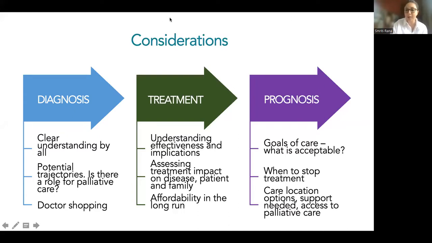And finally, prognosis, goals of care. What is acceptable to the patient? What is acceptable to the caregiver? What is the caregiver capable of doing for the patient? When to stop treatment? Very, very difficult conversation. One of the most difficult conversations to have. And finally, the location of care. What are the options? What is the kind of support that would be needed when the patient's disease is so advanced? And do they have access to palliative care in those settings?